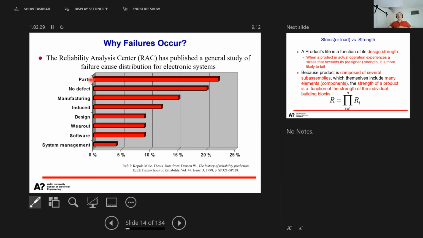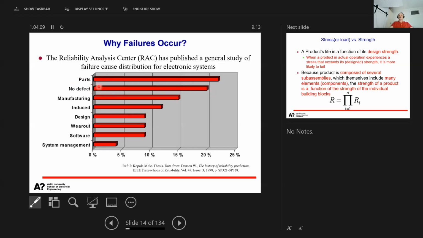not only the classical electronic components like ICs or capacitors or resistors, but also the other parts like the mechanics, like the printed wiring board, the display, the sensing components like accelerometers or whatever. So any part. Then this no defect here means no defect found. So NTF, no trouble found, meaning that when the product was sent back, nobody could really find out what was the primary reason behind it. And this is surprisingly common.